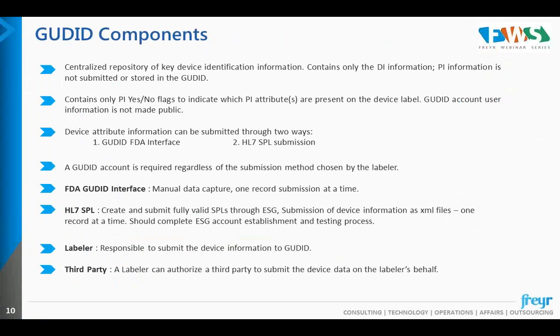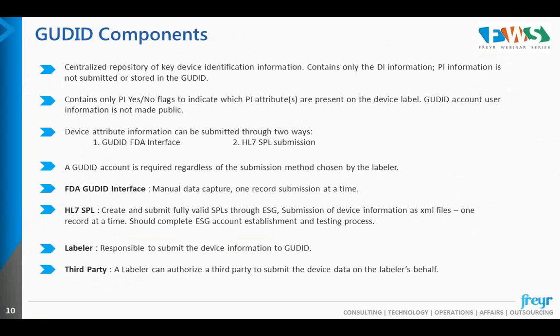The web interface provided by FDA has the option for manual data entry and the submission to the GUDID from there. In the HL7 SPL submission process, the XML needs to be created and validated by the labeler, and then it can be submitted through the ESG gateway. The labeler will need to keep track of acknowledgements of the DIs that are submitted. This method is more feasible if there are a larger number of submissions to be made.